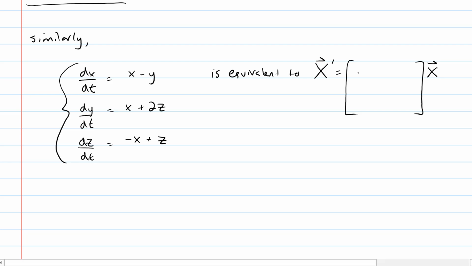We want our top row to be all the coefficients on the right-hand side with x and y and z. So we have a coefficient of 1 on x, negative 1 on y, and 0 on z. That's looking at the right-hand side of the top equation. Looking at the right-hand side of the second equation and writing down the coefficients, we've got 1x, no y's, and 2z. And then looking at the last one, we have negative 1x, no y, and 1z. And that's it.